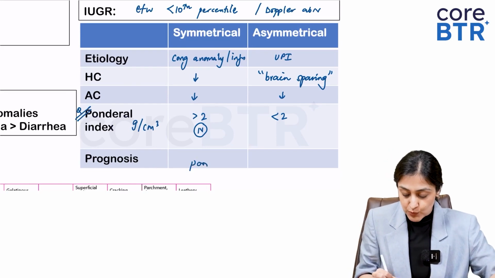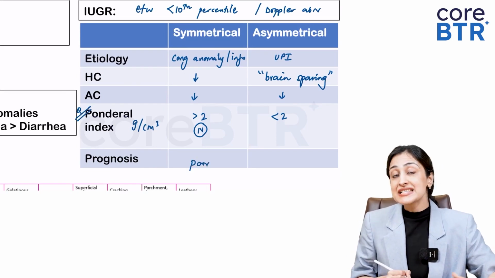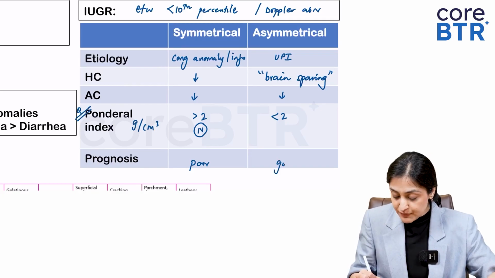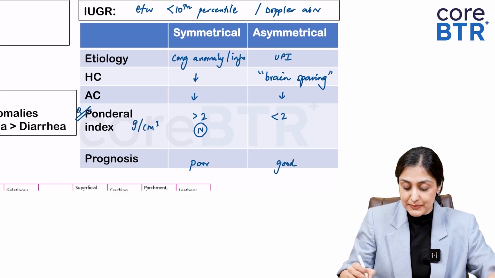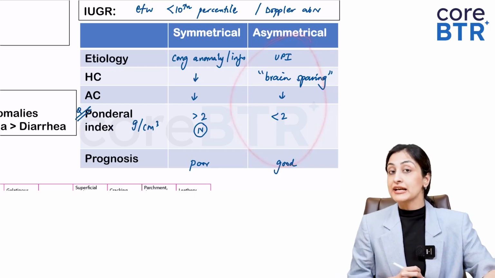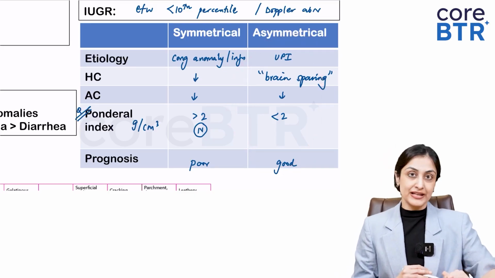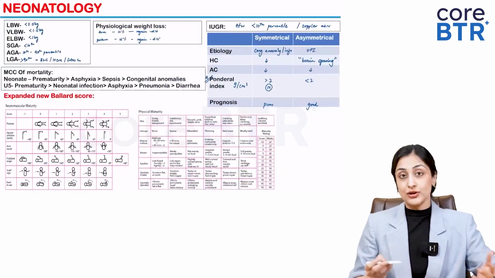Prognosis obviously is poor for symmetrical because the insult was early, whereas here, postnatally, most of these babies will catch up on their weight, right? So that's asymmetrical IUGR. So this is about IUGR.